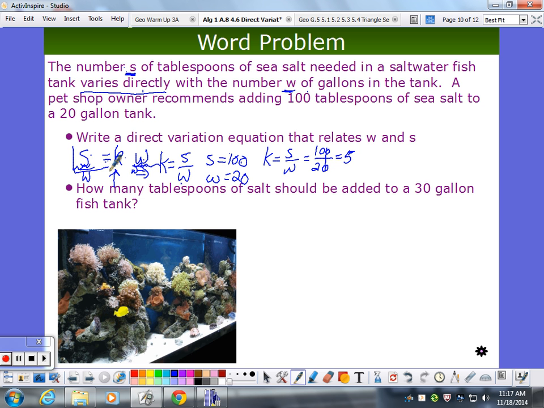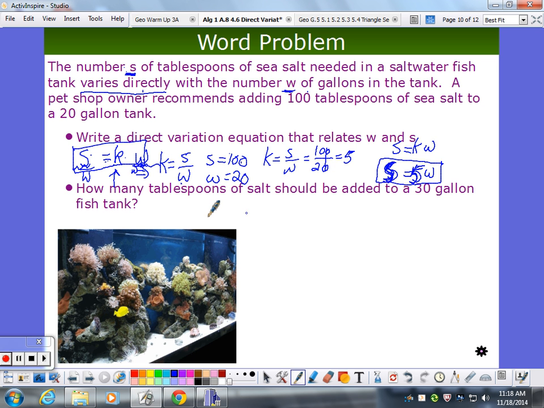So let's go back to our original equation. If S equals KW and K is 5, how can I write this equation? S equals 5W. This is the equation. This is an S, the other one's a 5. I know that's a little hard to tell. So salt equals 5 times the amount of water. That's what we're figuring out here.